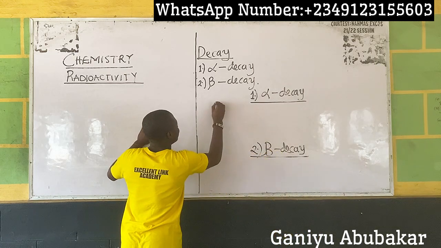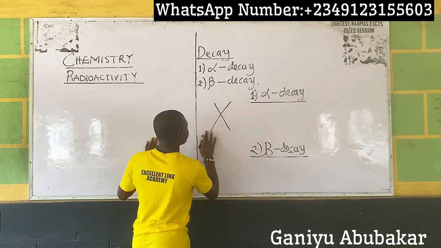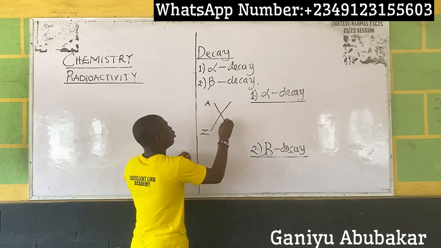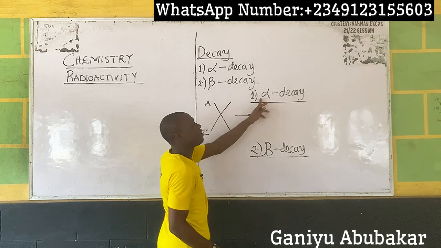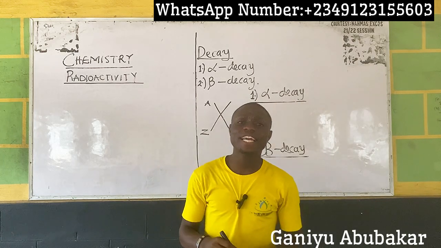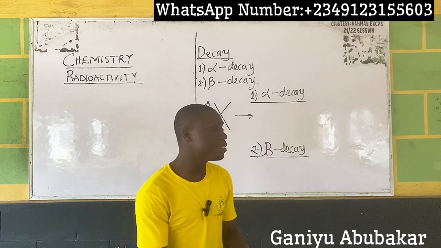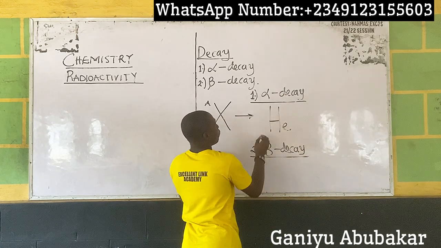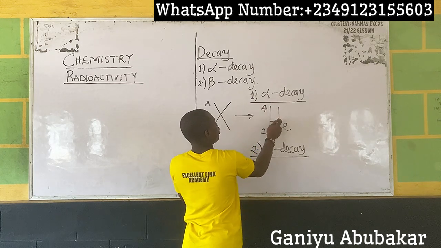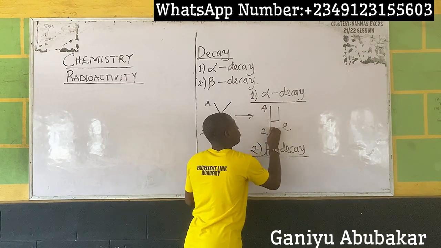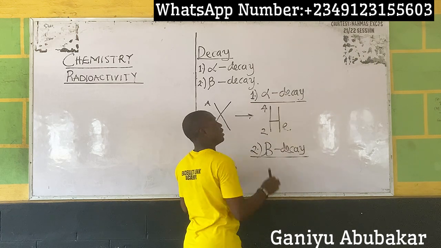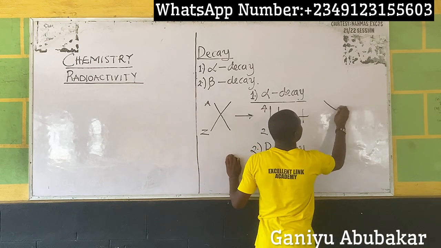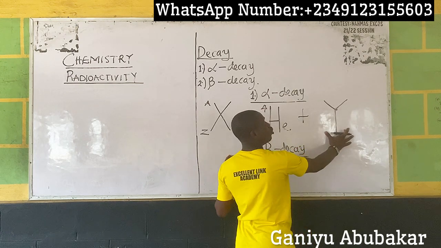Let's say I have an element X, having atomic number Z and mass number A, such that this element undergoes alpha decay. We said for alpha decay, they have helium nucleus, so a helium will be produced. Helium has atomic number 2 and mass number 4. It's constant. So whenever you see a helium, it indicates what? Alpha decay. If this element undergoes alpha decay, let's say Y is the new element formed.